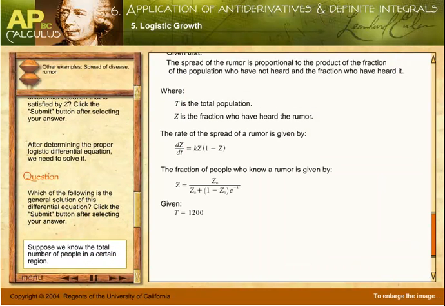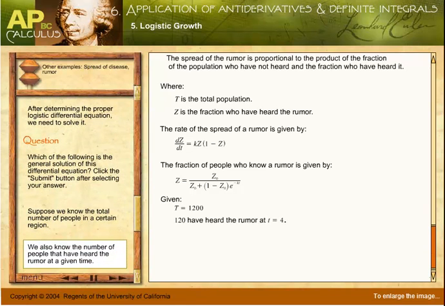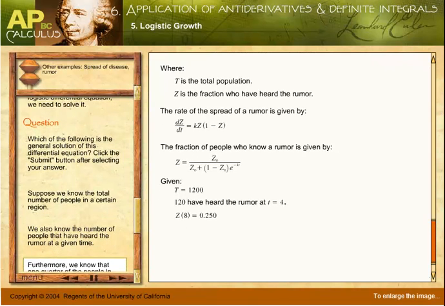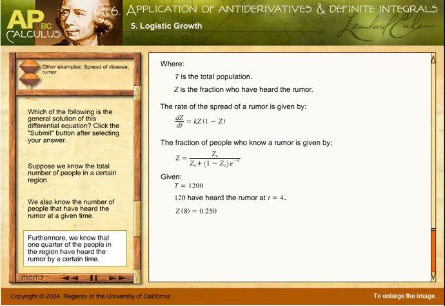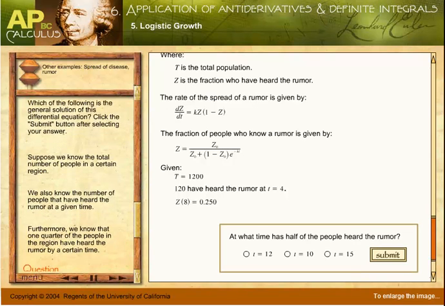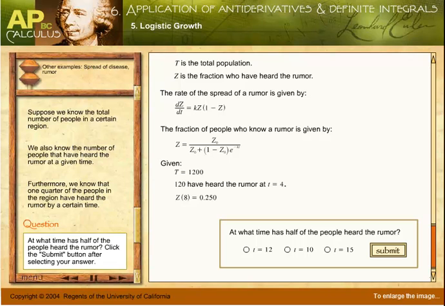Suppose we know the total number of people in a certain region. We also know the number of people that have heard the rumor at a given time. Furthermore, we know that 1/4 of the people in the region have heard the rumor by a certain time. At what time has half of the people heard the rumor? Click the Submit button after selecting your answer.